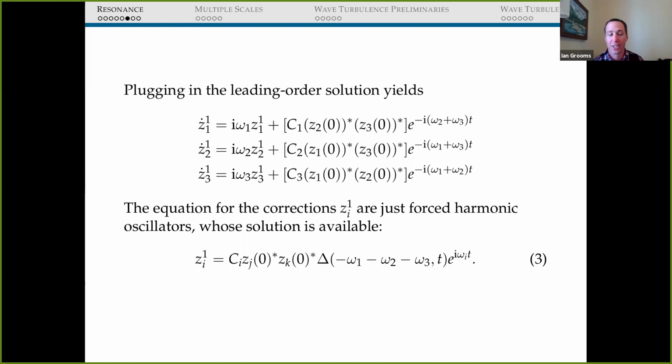So this is just each one of these Z1s is just a forced harmonic oscillator, and we know the solution to that. We just write it down here. Now I've left off the initial condition piece. I'm assuming that the initial condition for your solution is taken up at leading order, which means that the next order corrections have just initial condition 0. So the solution here only comes from the forcing, and there's your expression for it. I've written it in terms of the delta.